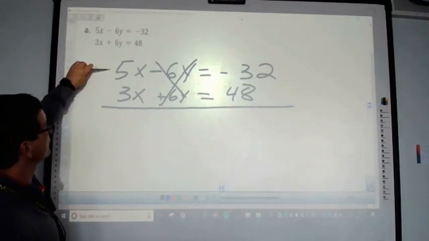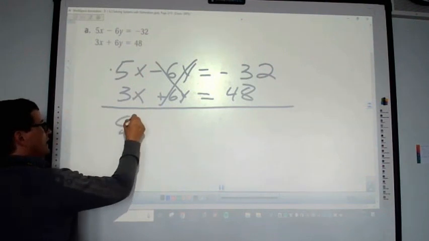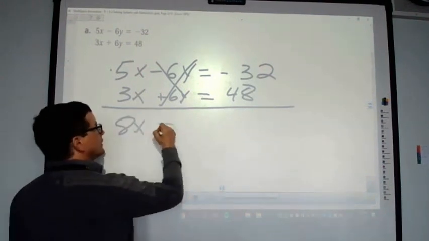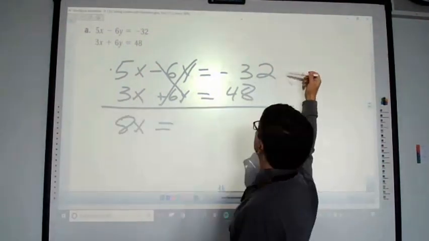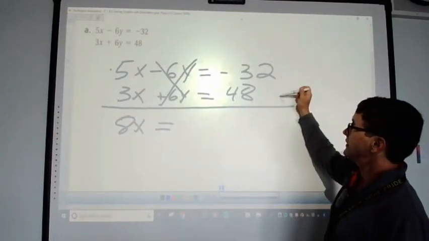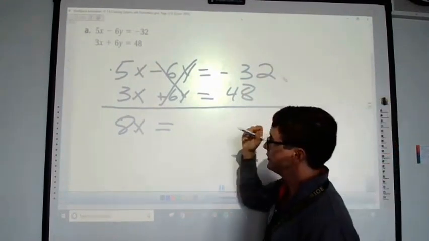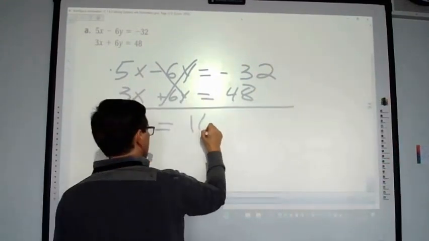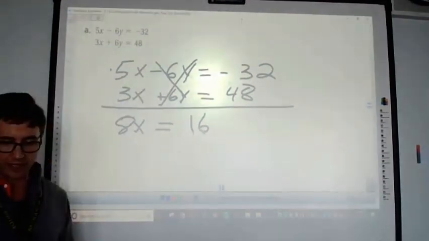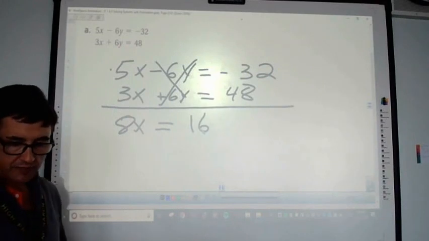So we're just adding 5x and 3x to get 8x. Now, instead of thinking about this one like negative 32 plus 48, I think of it as 48 minus 32, which is 16. And again, to get you into that habit of thinking along the way as you do these problems, focus, Megan.